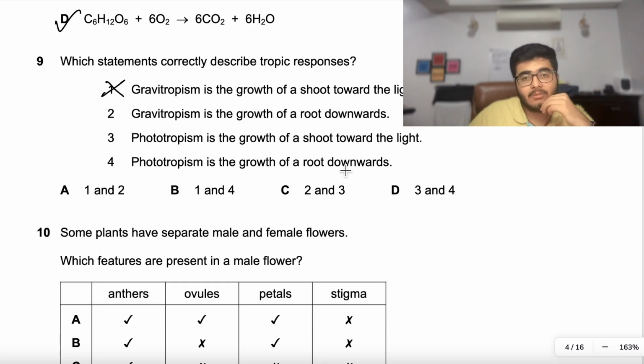Photosynthesis is the growth of the root downwards. No, again, photosynthesis is not related to roots or gravity. So the correct answer is 2 and 3. 2 says gravitropism is the growth of the root downwards, which is correct because gravity is going to pull the root's growth, and it is going to be downwards. So 2 and 3 is the correct answer here.